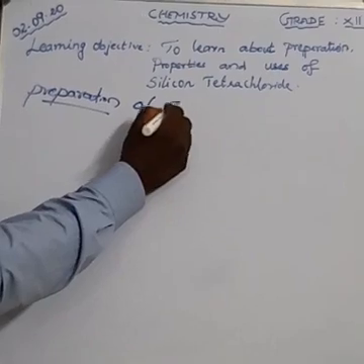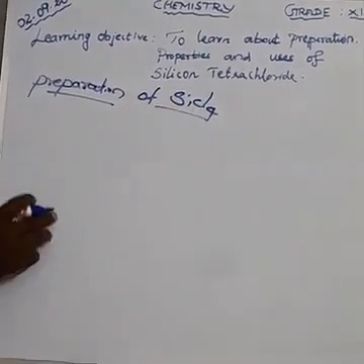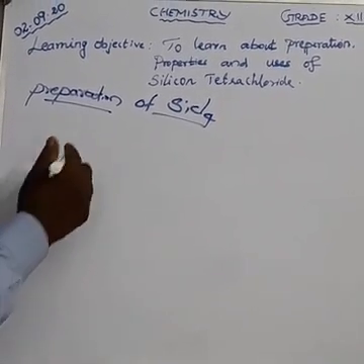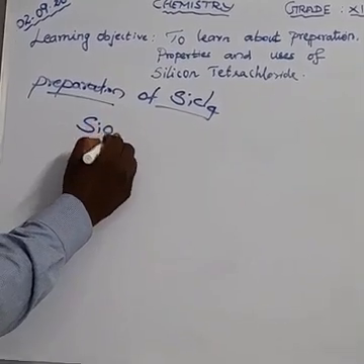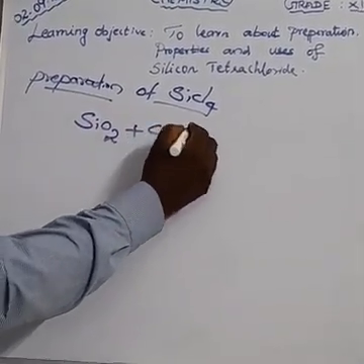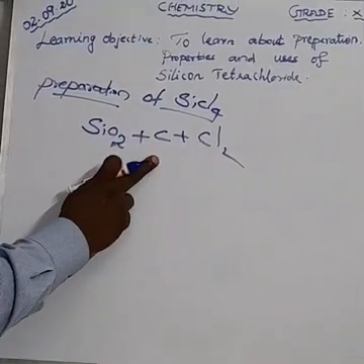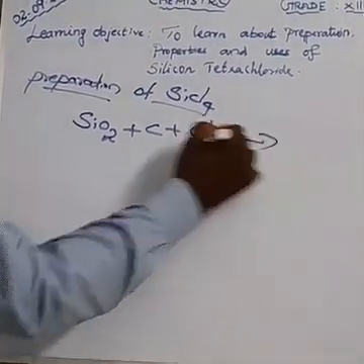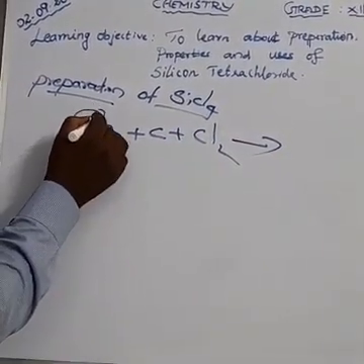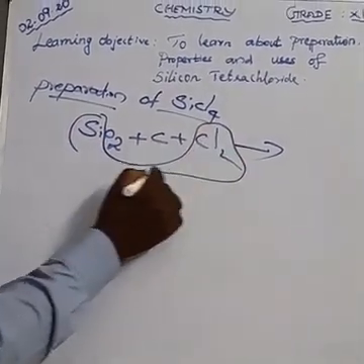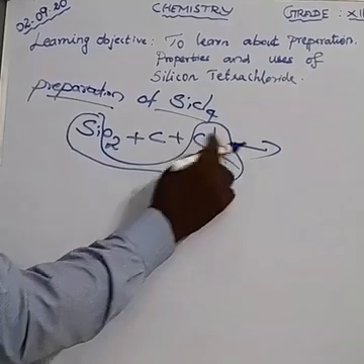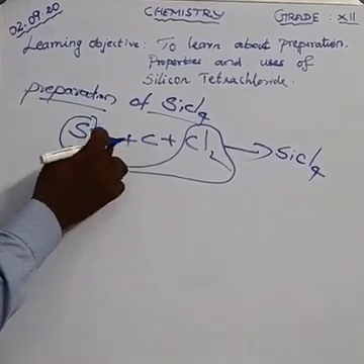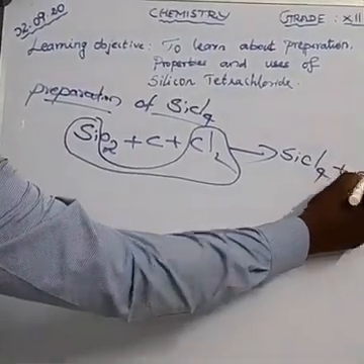Preparation of SiCl4, silicon tetrachloride. How can you prepare silicon tetrachloride? Already I told you about that. SiO2 reacts with carbon in the presence of chlorine. We get silicon, and the silicon combines with chlorine to give SiCl4. C combines with the oxygen to form carbon monoxide, CO.